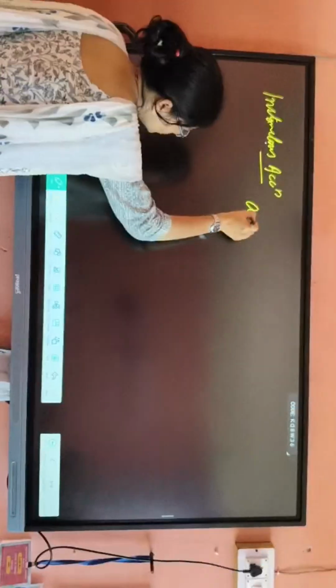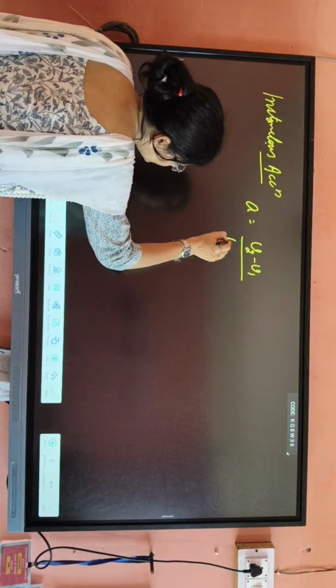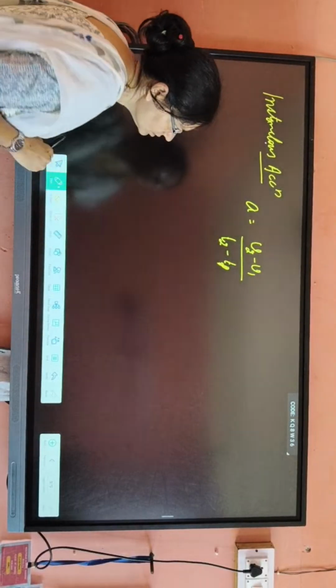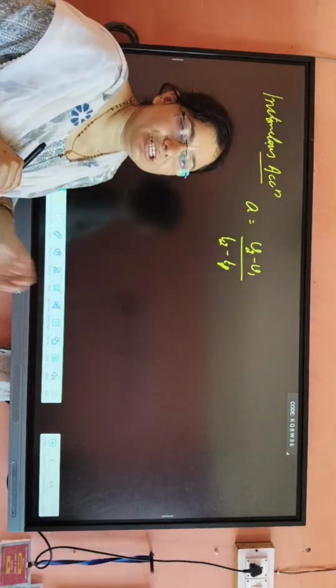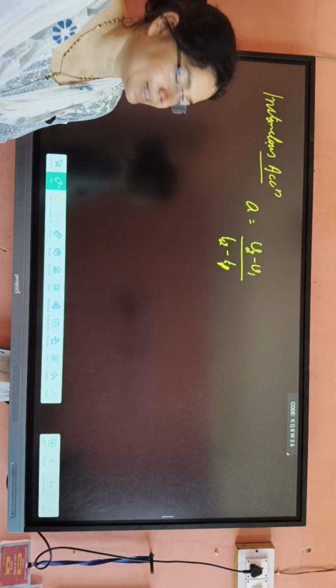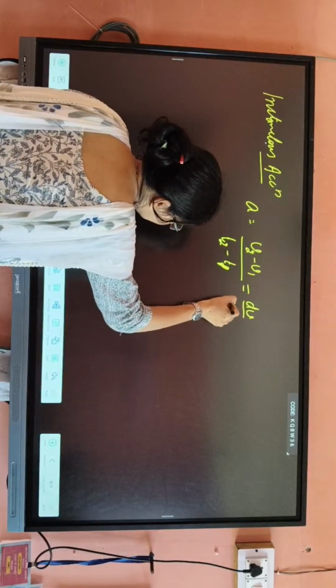Acceleration, instantaneous acceleration. Clear? Instantaneous acceleration we can write as a equal to change in velocity per unit change in time. That is, change in velocity per unit change in time is known as the instantaneous acceleration. So this one we can write as dv by dt.